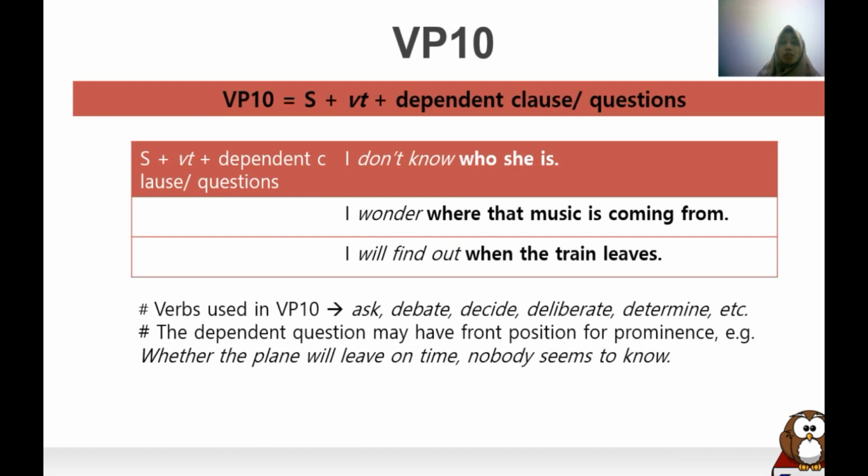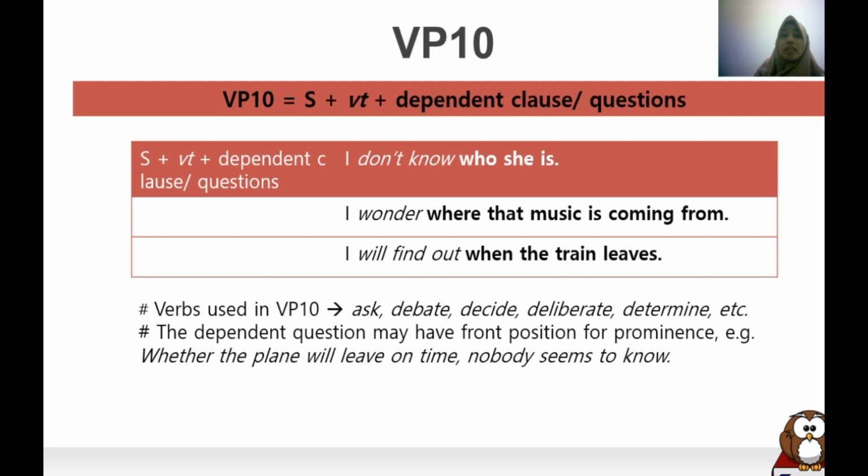Okay, the last one, we have the VP10. The formula is subject plus VT plus dependent clause or questions. For example, I don't know who she is. I here is the subject, don't know is the VT, and then who she is here is the dependent clause. I wonder where that music is coming from. The last one, I will find out when the train leaves. Okay. The verbs used in VP10 are like ask, debate, decide, deliberate, determine, etc.